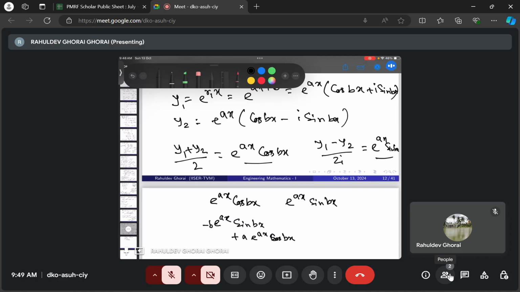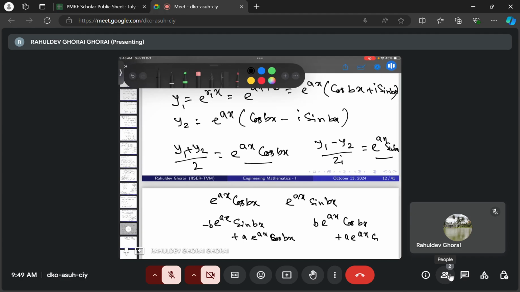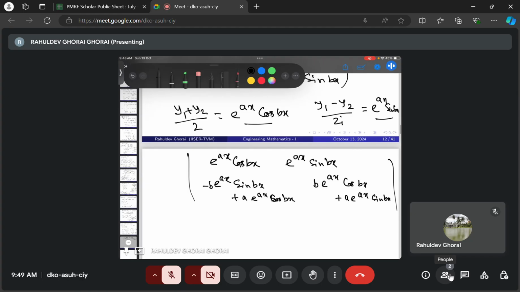And for this one, it will be b e to the power ax cos bx plus a e to the power ax sin bx. So we'll check whether the Wronskian of this is 0 or not.